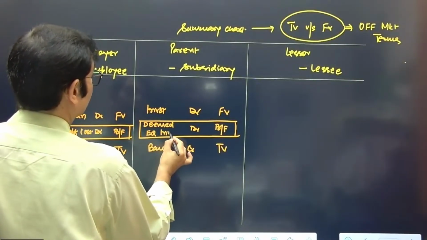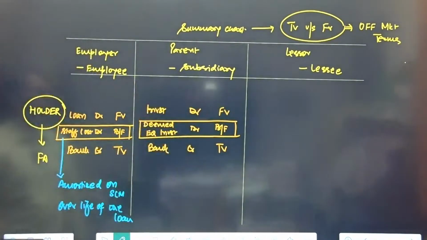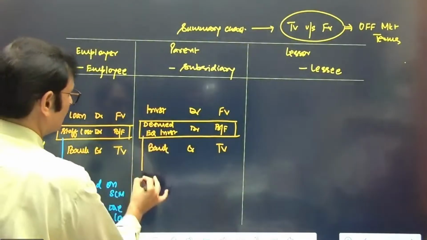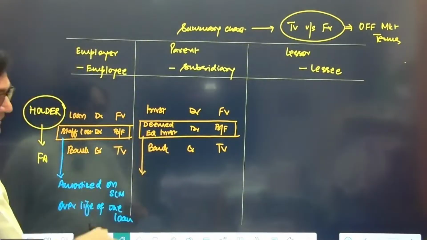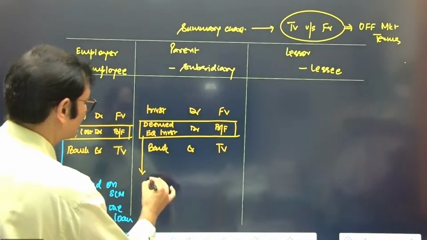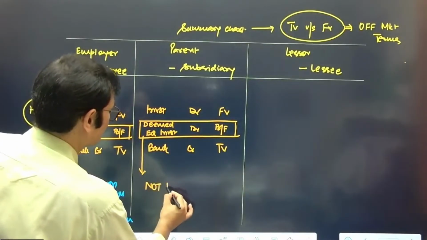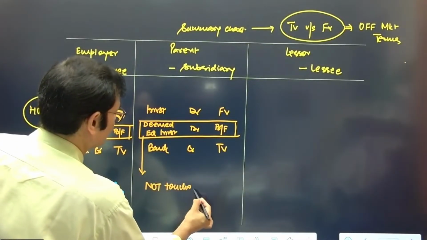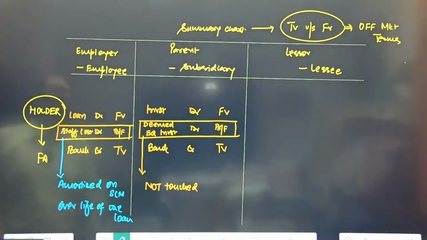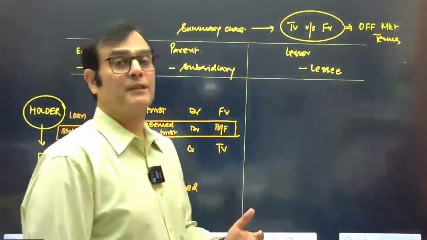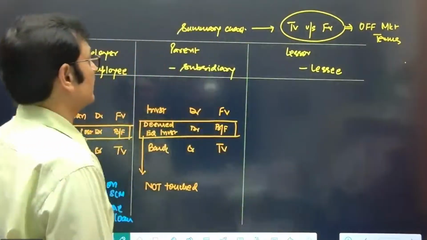And are you going to amortize this deemed equity investment? No, it will not be amortized. So it is not touched. This investment continues, because this is an investment which you made, and it will continue. So nothing is to be done in this case.